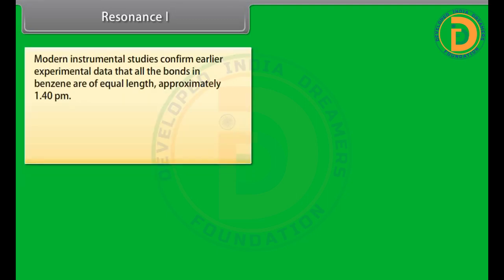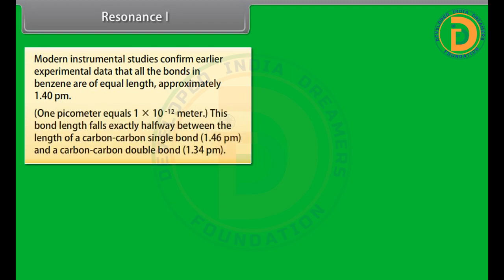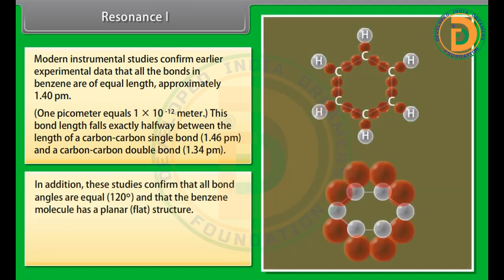Resonance. Modern instrumental studies confirm earlier experimental data that all the bonds in benzene are of equal length, approximately 1.40 picometer. 1 picometer equals 1 into 10 raised to the power minus 12 meter. This bond length falls exactly halfway between the length of a carbon-carbon single bond, 1.46 picometer, and a carbon-carbon double bond, 1.34 picometer. In addition, these studies confirm that all bond angles are equal, 120 degrees, and that the benzene molecule has a planar or flat structure.